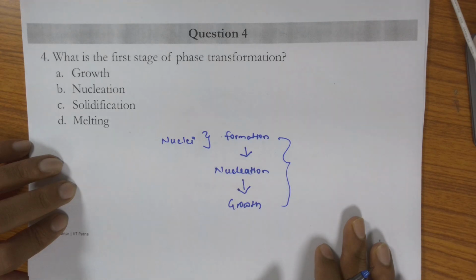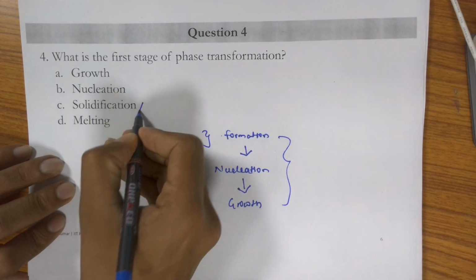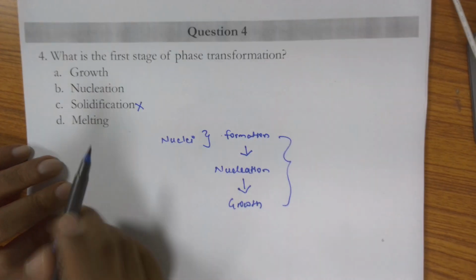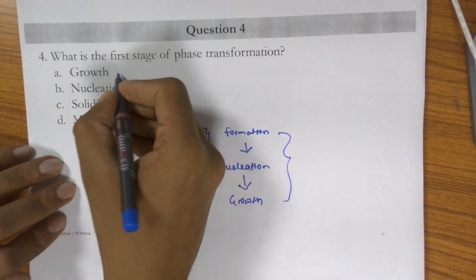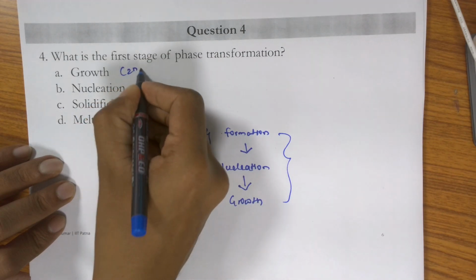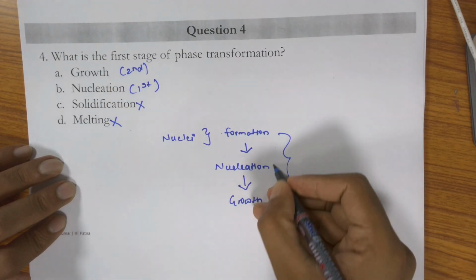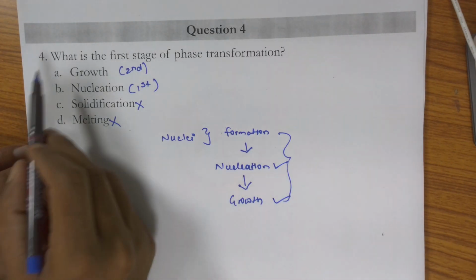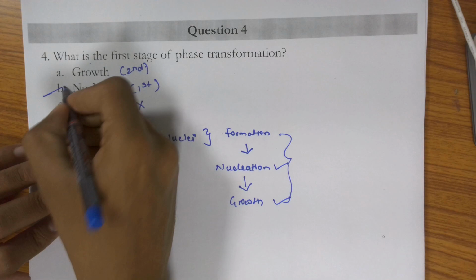Whether it's a liquid to solid, solid to liquid, or any solid state transformation that we have learned, that will happen over here. So solidification is a process, so it's not a stage of the phase transformation. Melting is again a process. Growth is the second stage. Nucleation is the first stage. First nucleation will occur, then growth will take place. The question is asking what is the first stage of the phase transformation? So option B is the right answer.